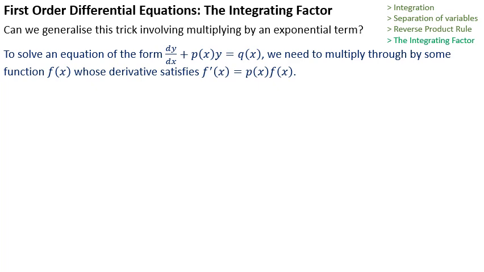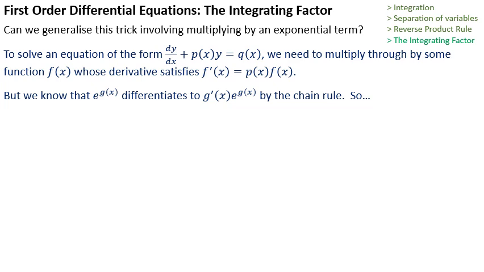If we have a differential equation that looks like this, dy by dx plus something times y equals something, where the two somethings are just functions of x, then there should be some function that we can multiply through which would turn that into a reverse product rule situation.